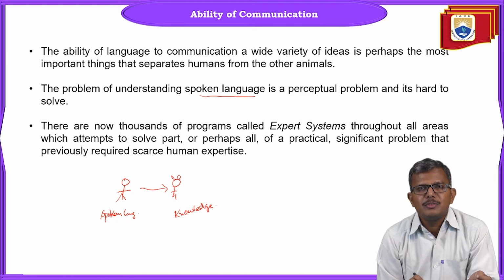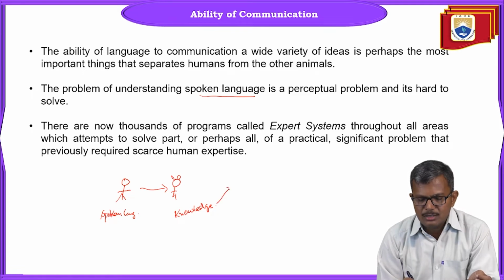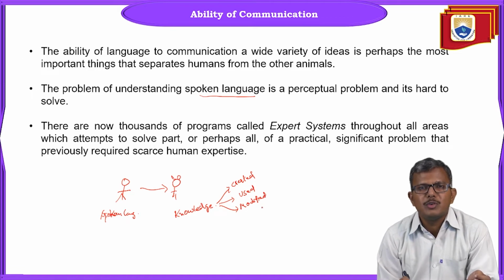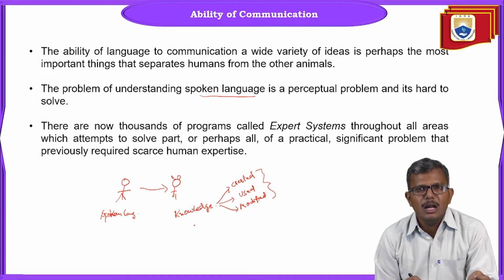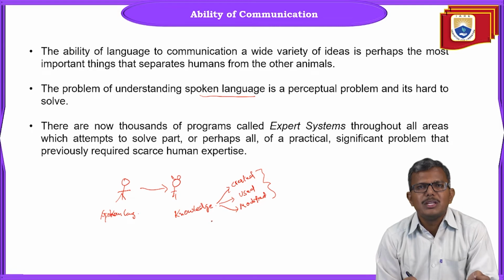See, for solving any kind of problem, the primary thing we require is knowledge. Generally, this knowledge will be created by the humans, or it will be used. Means existing knowledge can be used, or it can be modified. He can take the existing knowledge and do some modifications so that it is applicable to the specific problem. So these three things are very, very important. Until and unless you have the knowledge, you cannot go for any application. Means you cannot exhibit any intelligence.